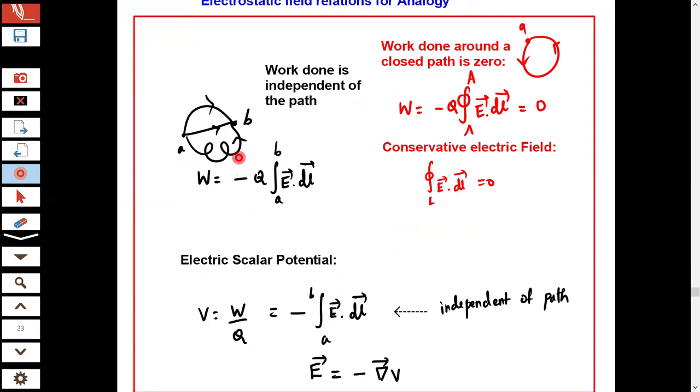So, we will recall the concept of electric fields, where work done can be represented as minus q line integration E dot dl. If I consider a closed loop, this closed line integration E dot dl is 0 because the initial point and the final point remain the same. So if the initial and final limits are the same for any integration, then that integration will be equal to 0. And we call this type of electric field a conservative electric field.